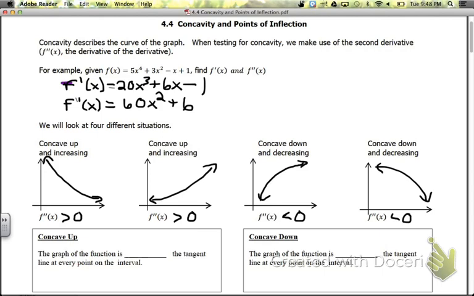So let's talk about concave up and concave down. The graph of the function, when it's concave up, is going to be above the tangent line at every point on the interval. Now, with concave down, the graph of the function is going to be below the tangent line at every point on the interval.